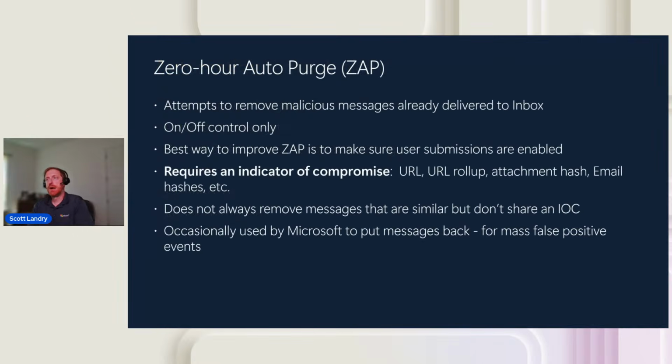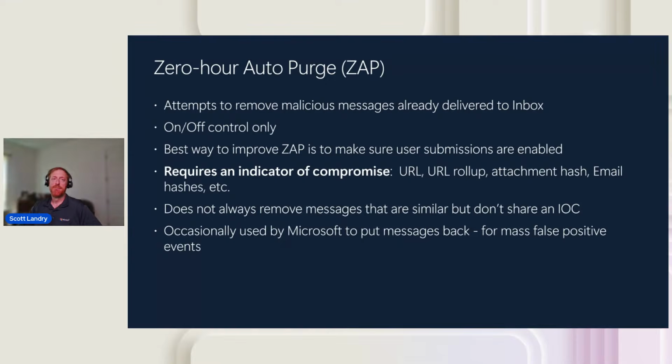First, there's zero-hour auto purge, and that's the one that is most closely tied to submissions. Those submissions will directly feed into zero-hour auto purge, or ZAP. ZAP attempts to remove malicious emails that were already delivered to the inbox. There's basically an on-off control only. That's all you have. So you want to go make sure that it didn't get turned off at some point. But the best way to improve ZAP is to make sure that user submissions are enabled.